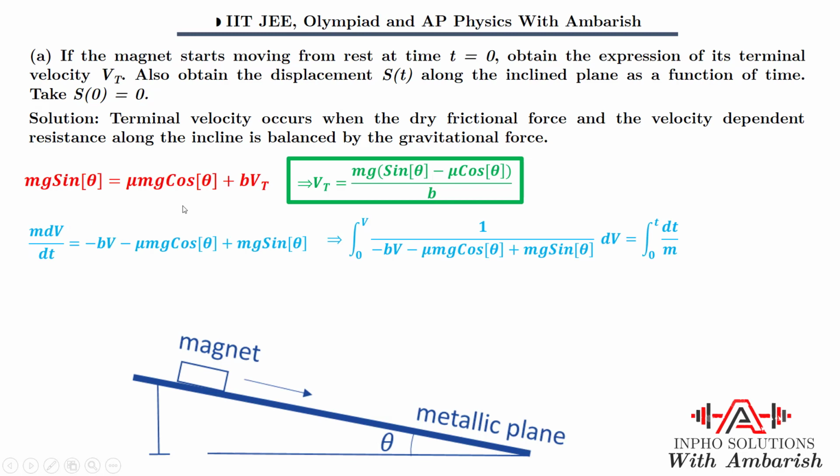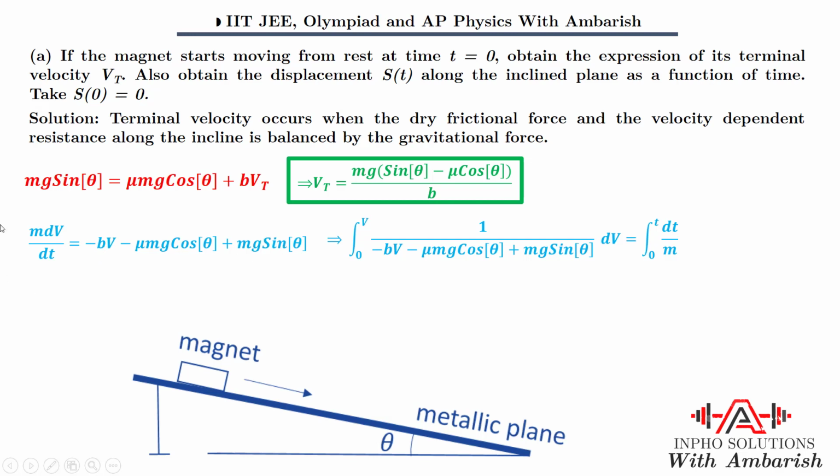So what we can write is that m times dv by dt, that's the mass times acceleration of this magnet, is equal to minus bv, that is the force up the plane. So I'm taking downward as positive, so minus bv minus mu mg cos theta and plus mg sin theta. So this is a simple first order differential equation. Separate the variables and conquer.